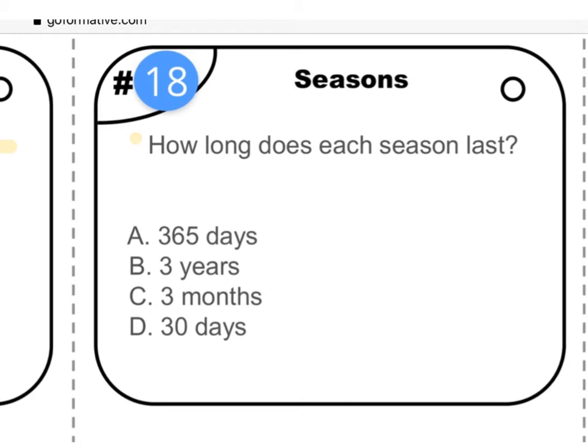18. How long does each season last? Each season. 365 days, 3 years, 3 months, or 30 days? And the answer is 3 months.